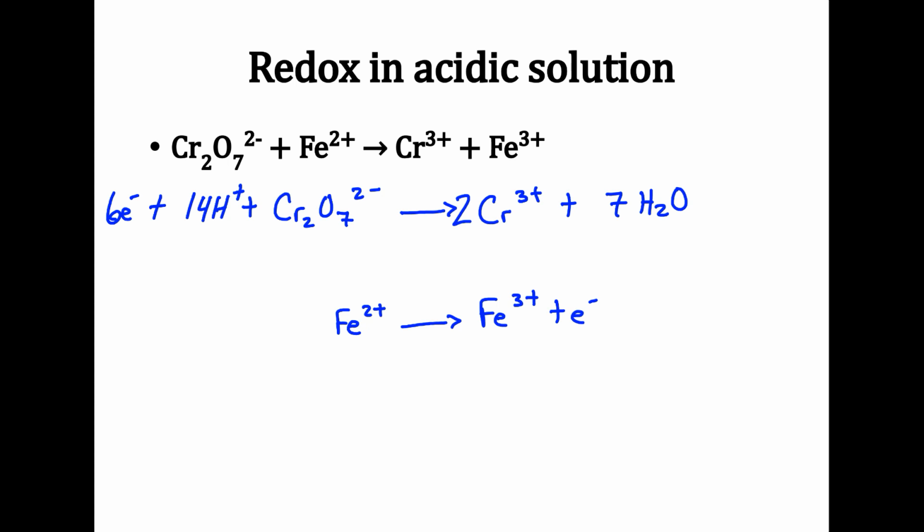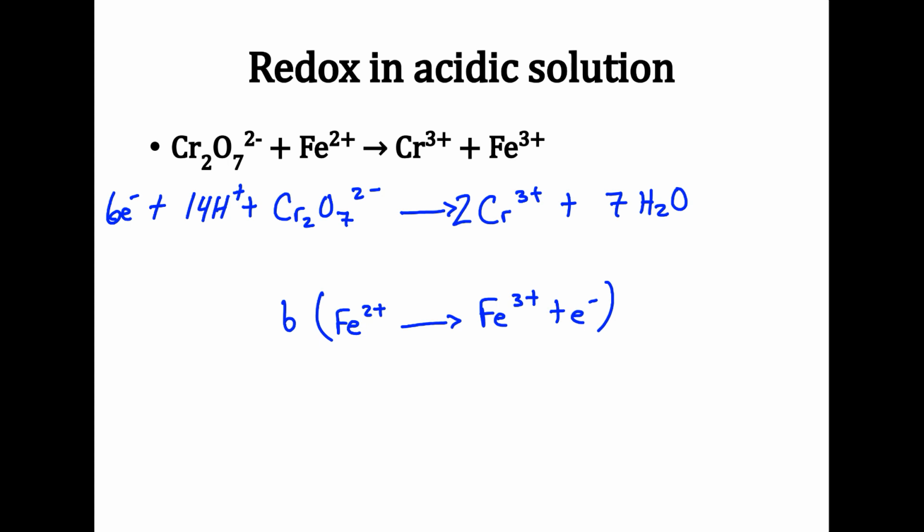So now that we've balanced the charge, what we need to do is balance the electrons of each reaction by multiplying by a coefficient so we can get the least common multiple. So in this case, we have 6 electrons in the first reaction and 1 electron in the second reaction. So we're going to go through and multiply this whole second reaction by 6. So then what we can do is go ahead and combine these reactions.